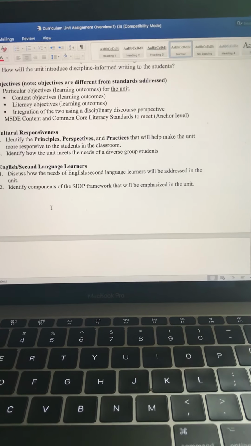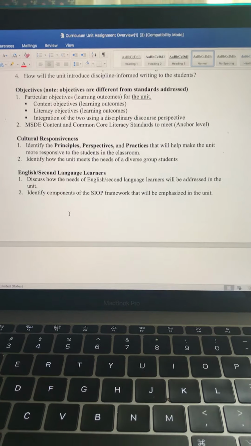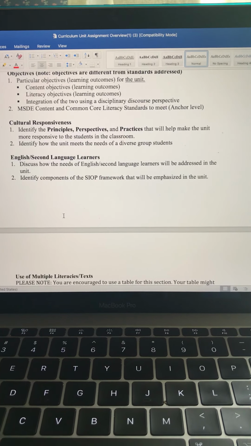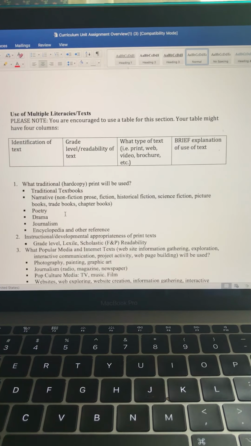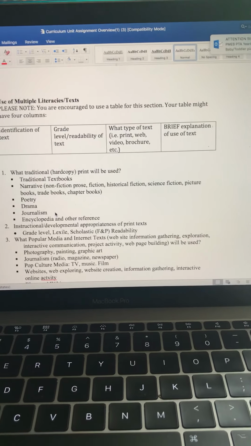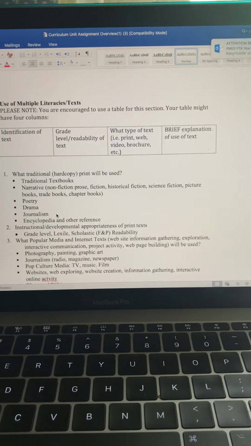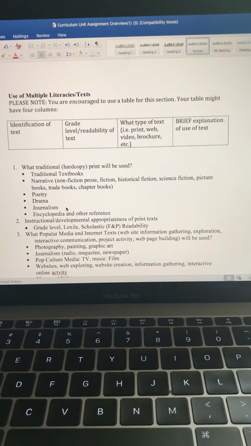Again, there's a video from Dr. Hart that explains that so well, that I have put up under the case study resource section. Then we have the use of multiple literacies and texts. You are allowed to use the table format for this section, and this is a suggested setup.